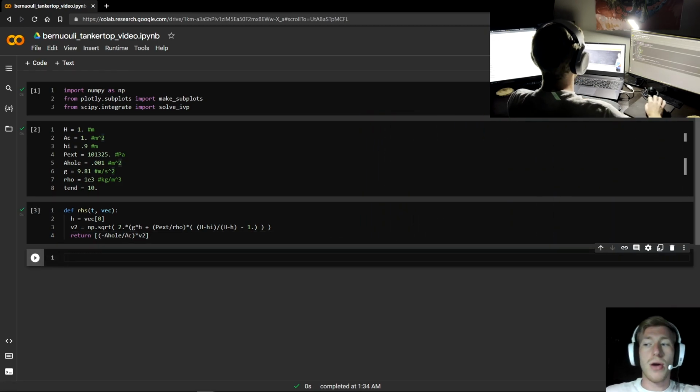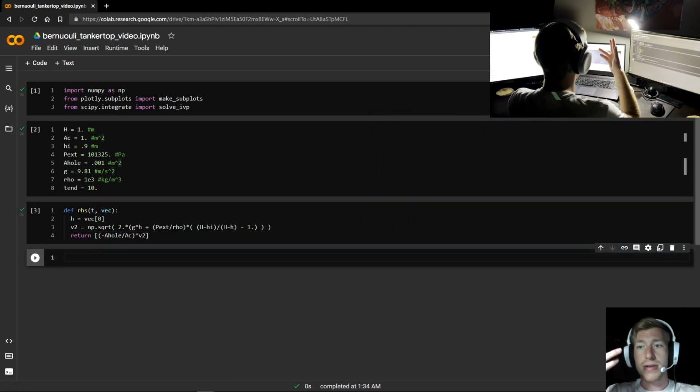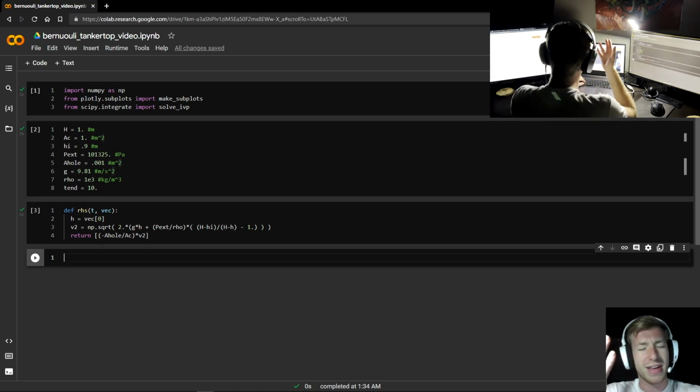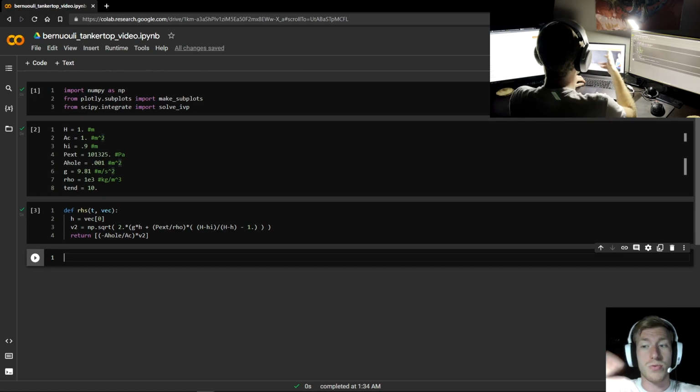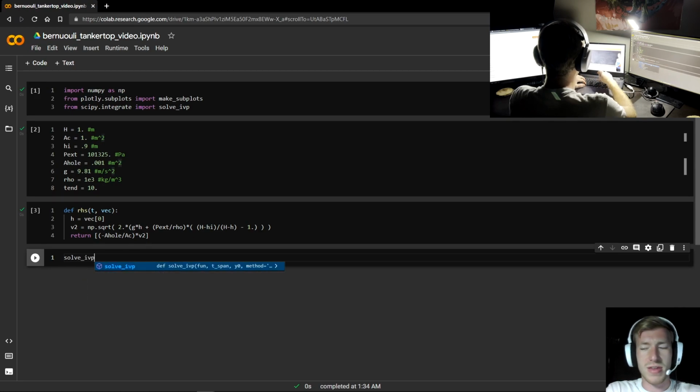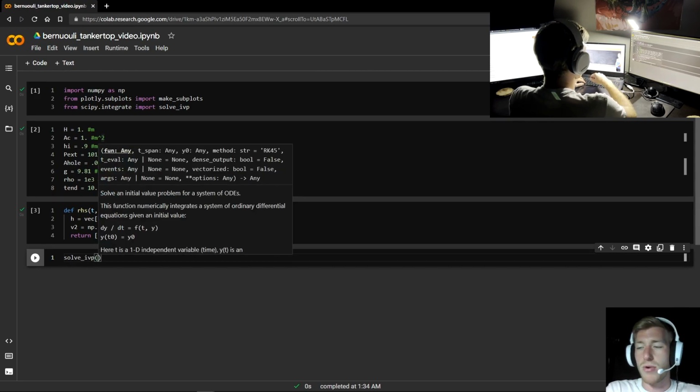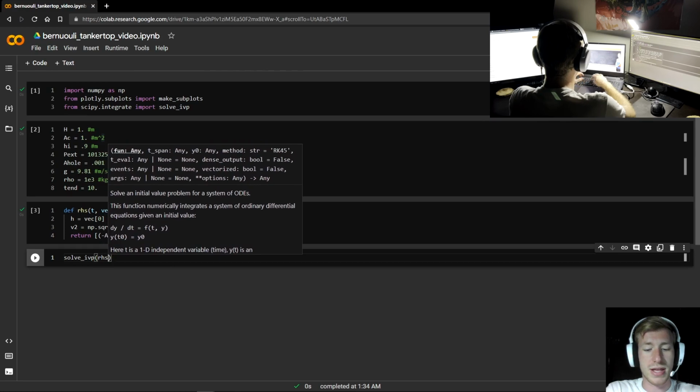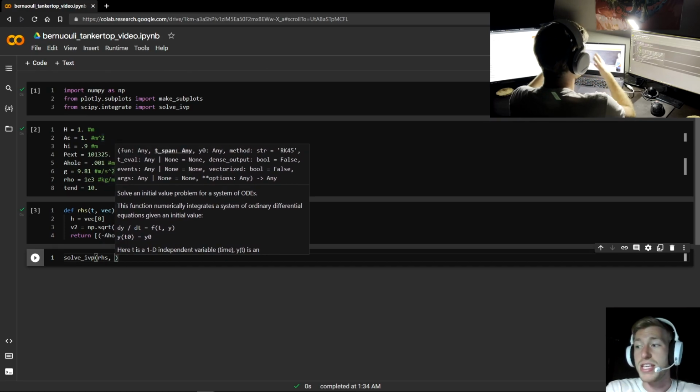And of course, knowing that you needed to do that is an important part of knowing what solve IVP does with the right-hand side. So what we're going to do is solve underscore IVP. And what does solve IVP take? Well, first it takes a function, so our function is going to be the right-hand side. What next? Well, we're going to take the t span.